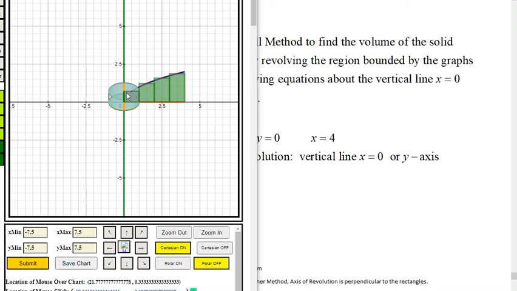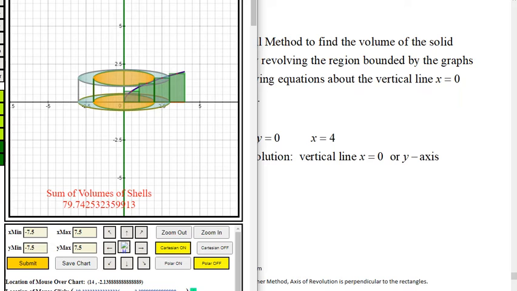So we revolve this first rectangle right here around the axis of revolution, and we get a shell that looks like this. And then the next rectangle, the shell would look like this one. And then rectangle number 3, we have a shell that looks like this. And notice the shell is nothing more than the outside cylinder and inside cylinder. And then for the fourth rectangle, we get this shell.